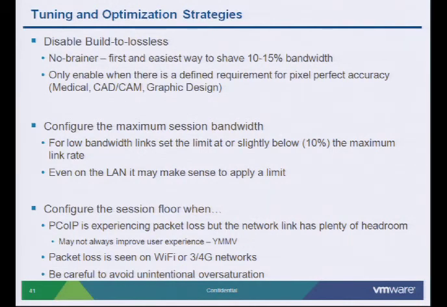Maximum session bandwidth, there's no hard and fast rule for this, but if you're pushing View desktops on a 5 megabit link, the default setting for this is 90 megabits. PCoIP will figure out you only have 5, but there's no sense in making it beat its head against the wall, trying to get to 90 and then realizing you only have 5. Just set it, give it an envelope to work within and then let it adapt within that envelope.